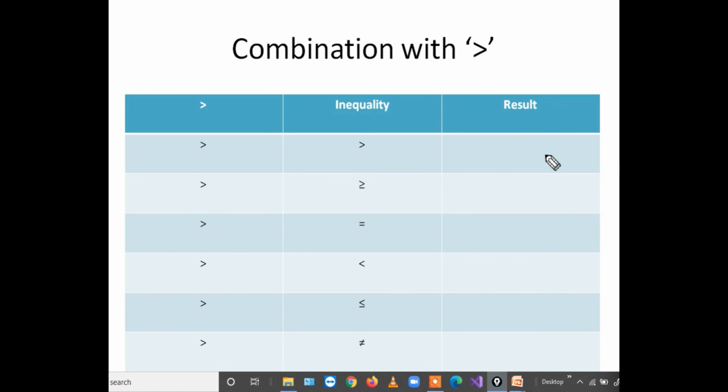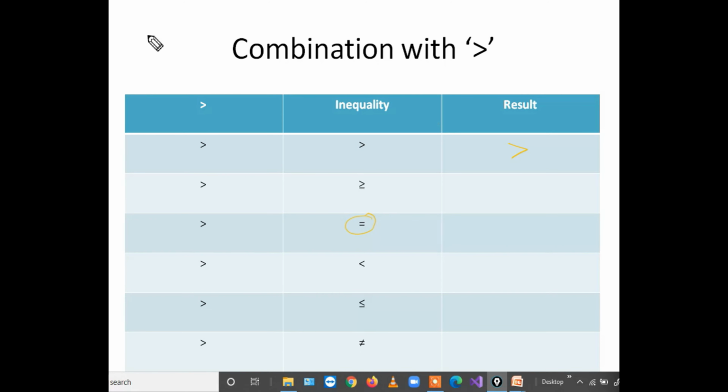Yeah. So already we have seen just now that greater than, when combined with greater than, results in greater than. So next we'll see greater than with equal to.